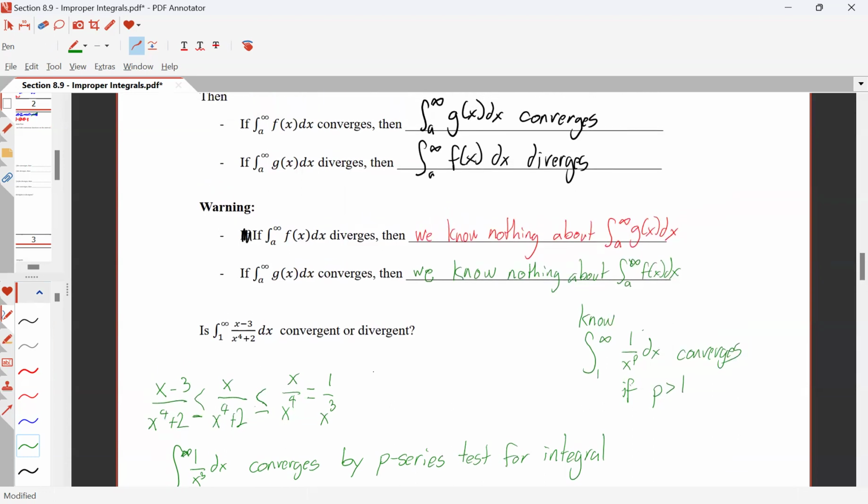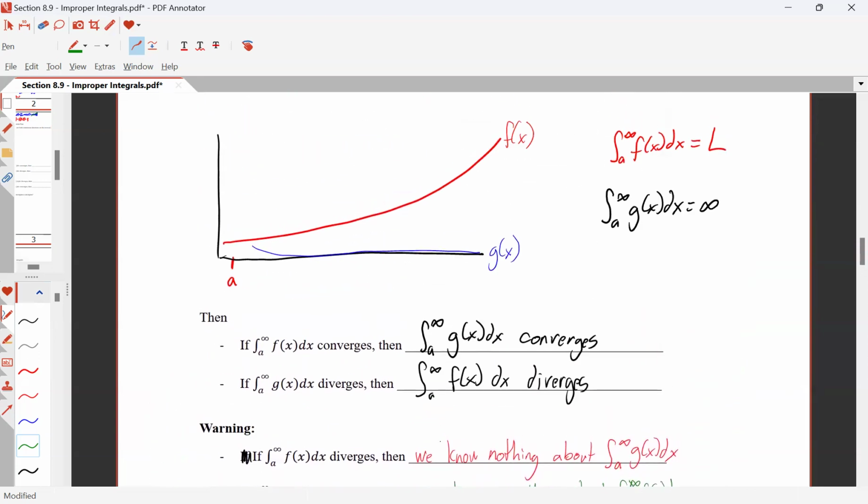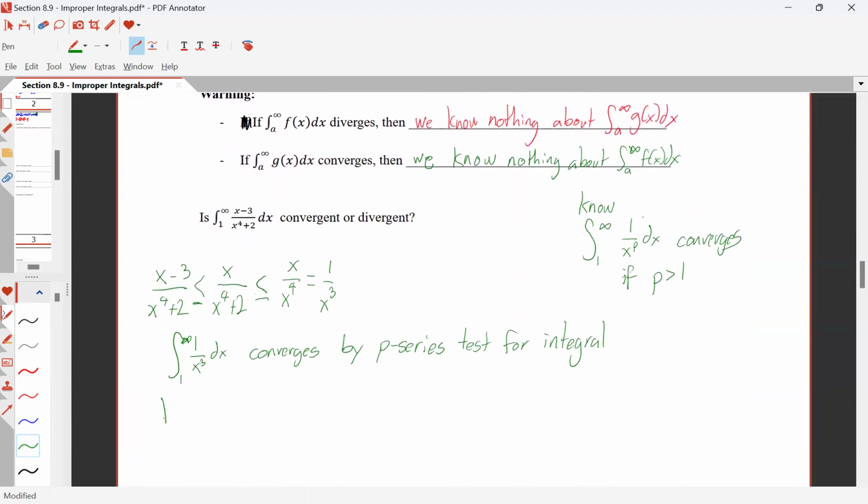By the comparison test, we know that if the bigger integral converges, right? If f of x converges, where f of x is bigger than g of x, then the integral of g of x converges. Therefore, the integral from 1 to infinity of x minus 3 over x to the fourth plus 2 converges by the comparison test.